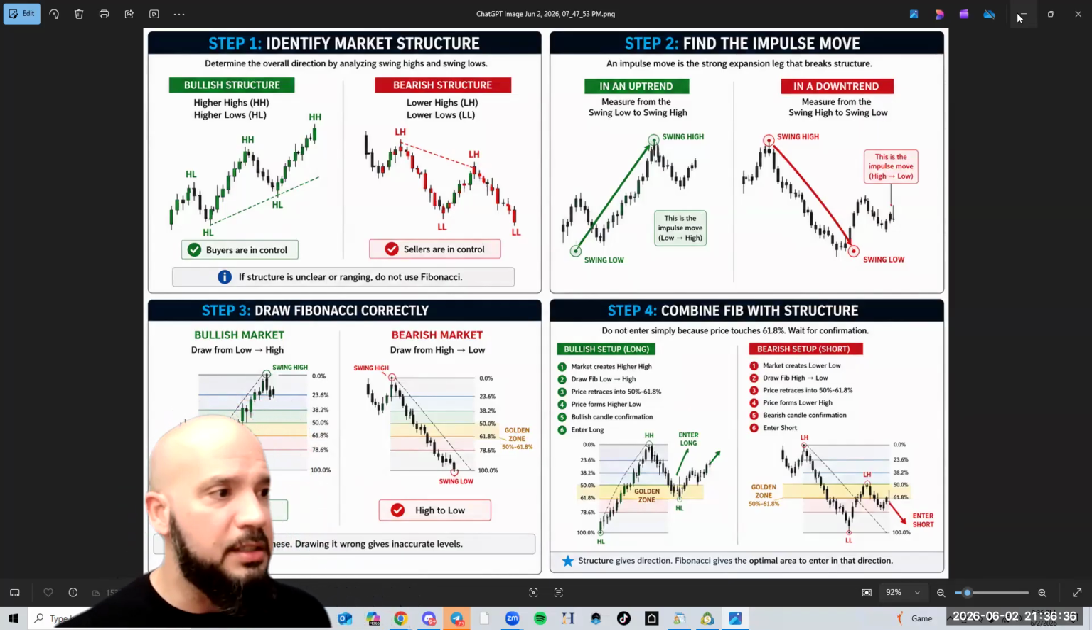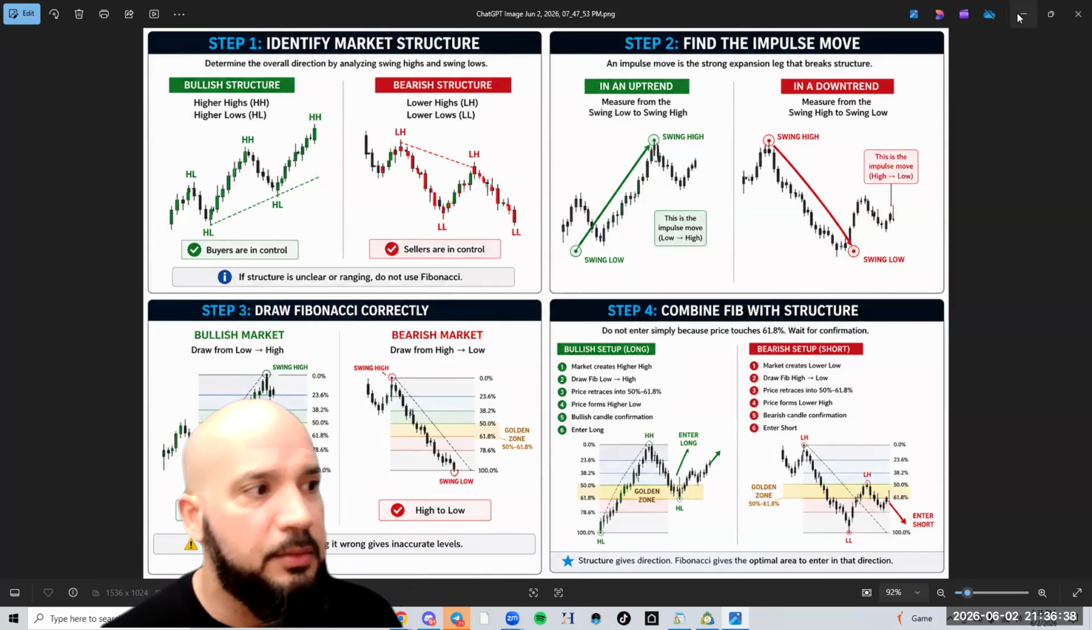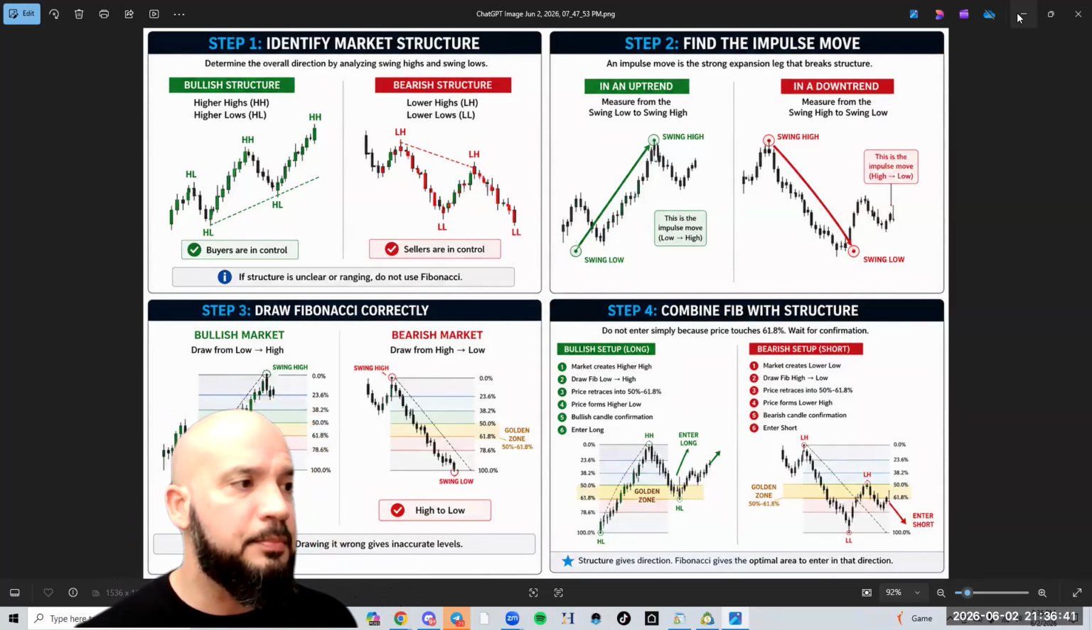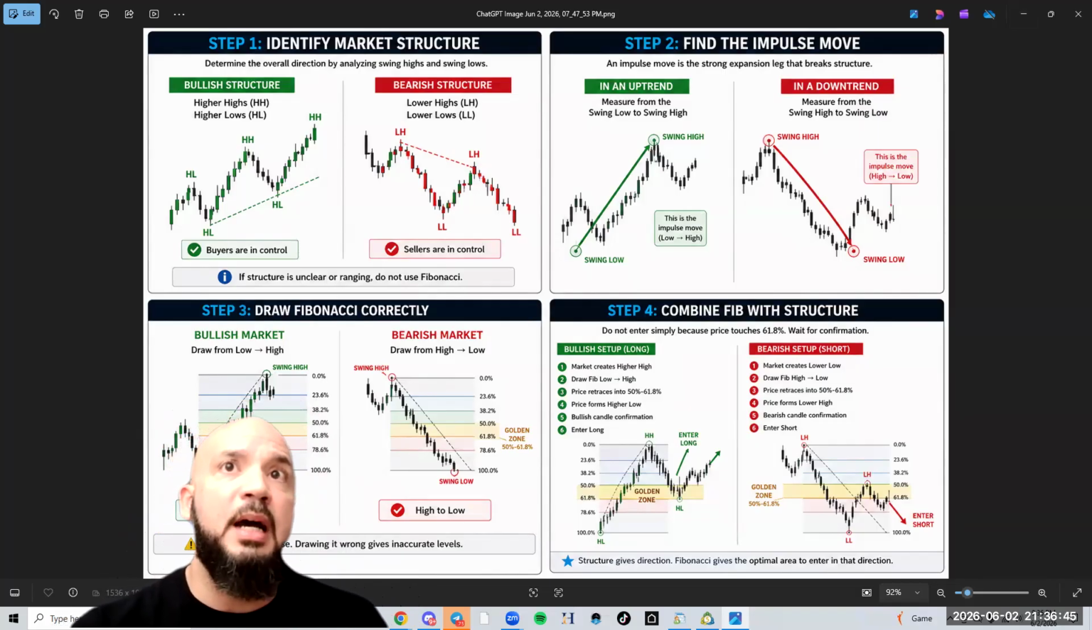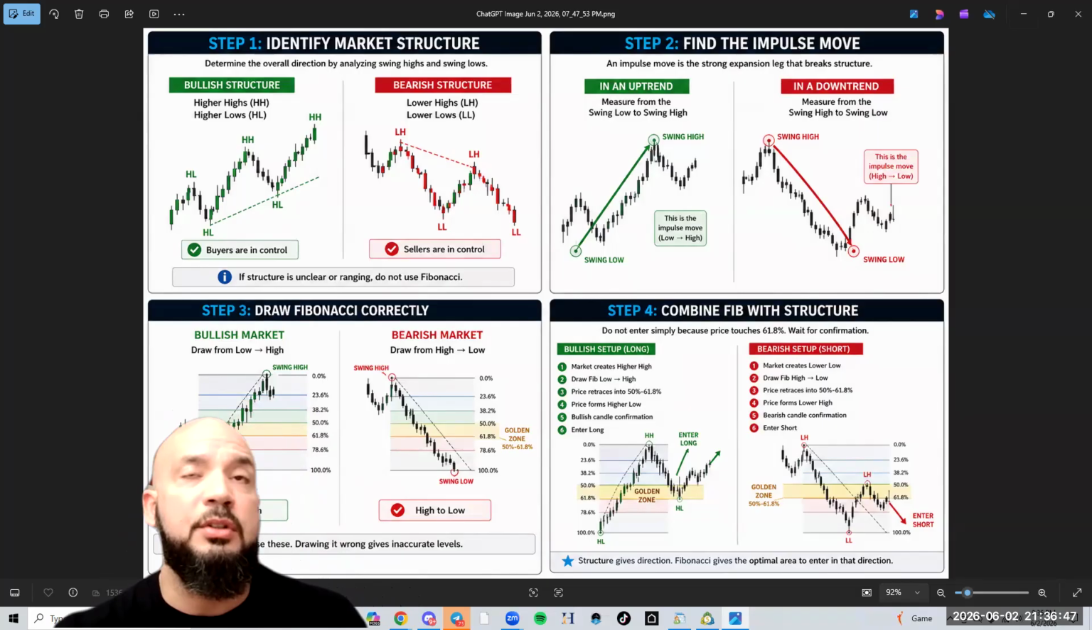It's like where to place it. How do I know where to place it? That's what you're asking, right? Okay, perfect. So we're going to get into step 4, which is combining the fib with structure.